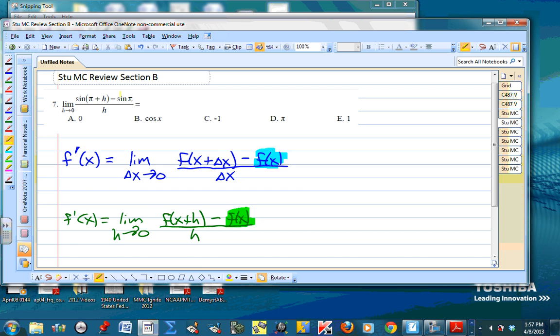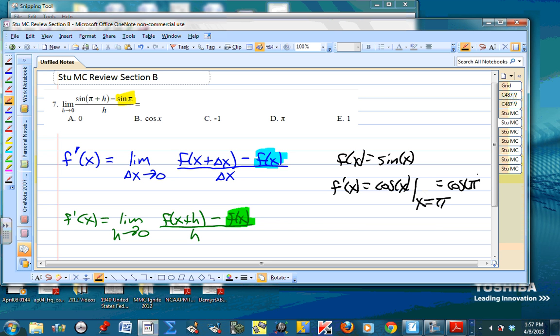So let's take a look up here. What function are we differentiating? Well, we can say that f of x in this case is sine of x. And now we know from derivative rules that the derivative of the sine of x is cosine of x. So what about this pi? They don't have sine of x, they have pi. That means we have to evaluate this derivative when x equals pi. So in other words, we're looking for the cosine of pi radians.